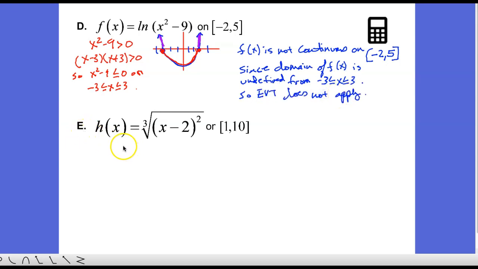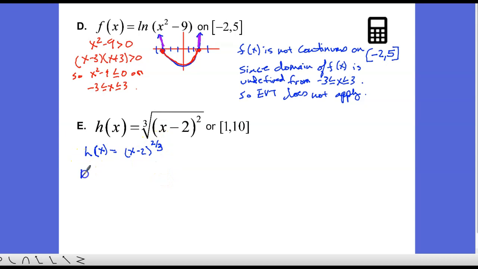In E, we have another composite function, so chain rule again. h of x is the cube root of (x minus 2) quantity squared, and that's going to be on the interval from 1 to 10. So let's take the derivative. We can rewrite this as (x minus 2) to the 2/3 power. And I like to do that with problems that have radicals because it lets me use the power rule.